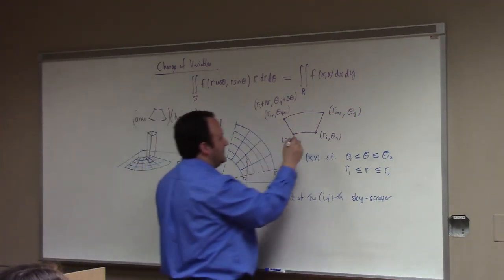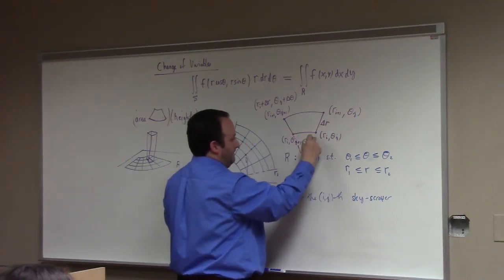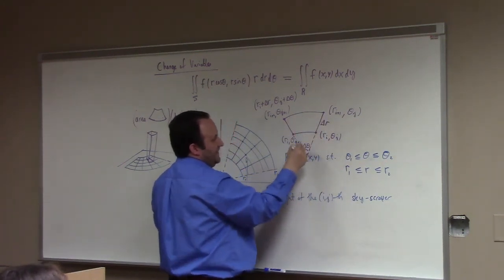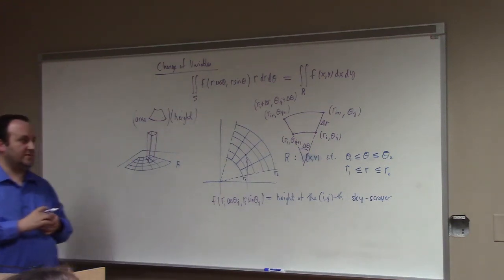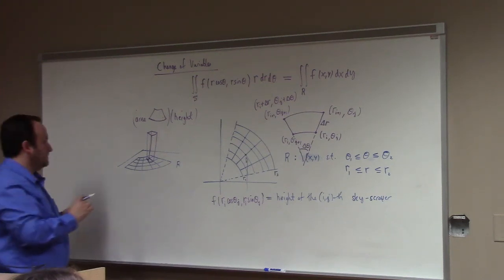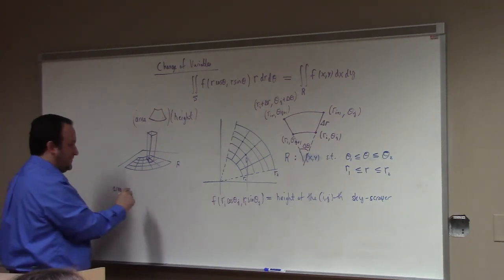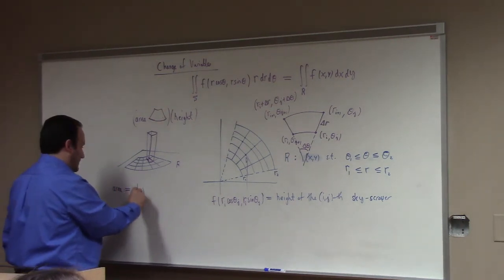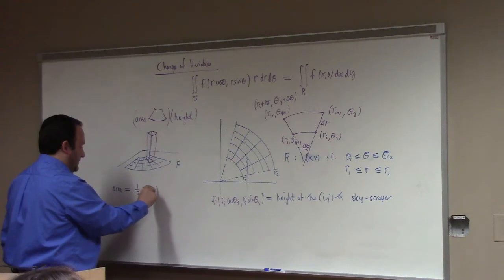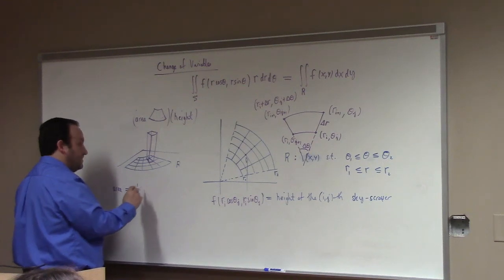So what I'm trying to say is that this is delta r, all right? And if I could extend this back, this would be delta theta, all right? So if that's delta r and that's delta theta, what's the area of that sector? It's what? It's 1/2 r sub i, right? Delta theta squared. Oh, I'm sorry, delta theta squared? No. What's the formula for area of a sector?